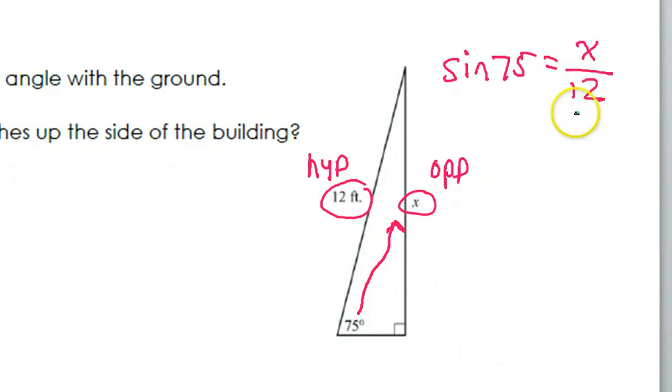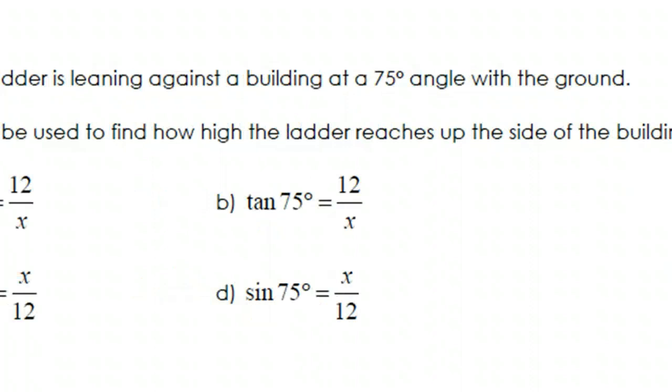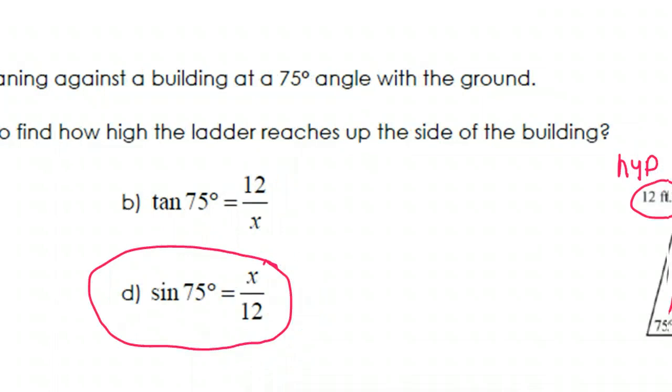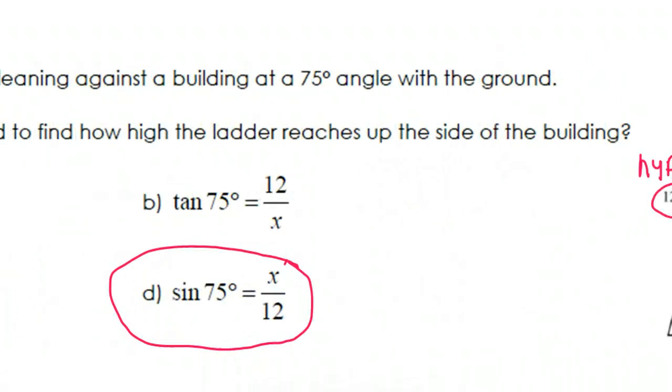So if I look back and this is one of the choices, then that'll be the answer. If it's not one of the choices, then we'll have to switch to the other angle, which won't be too hard to do. So let's look for this. Sine 75 equals x over 12. Oh, look, there it is right there. Sine 75 equals x over 12. So the answer is definitely D.